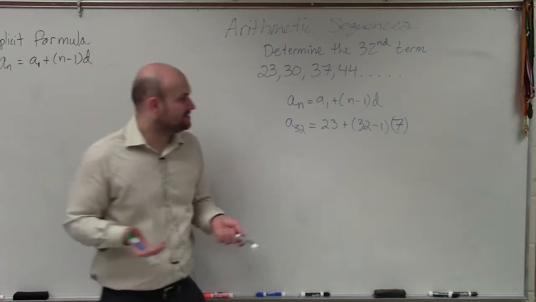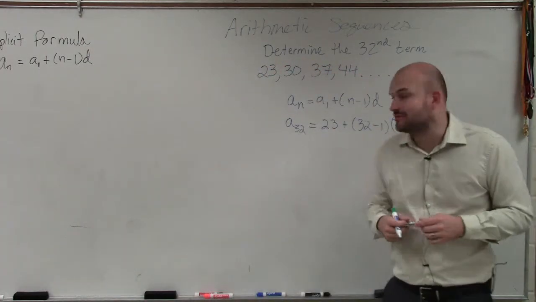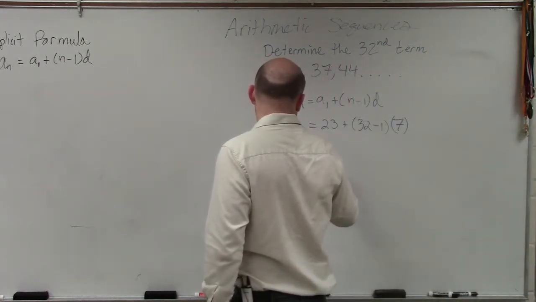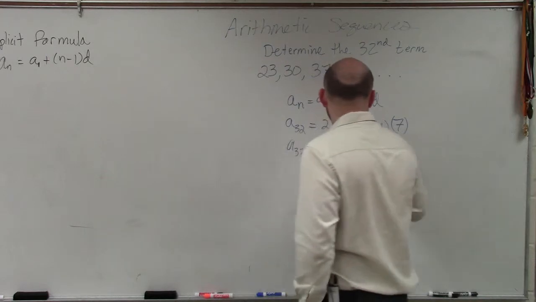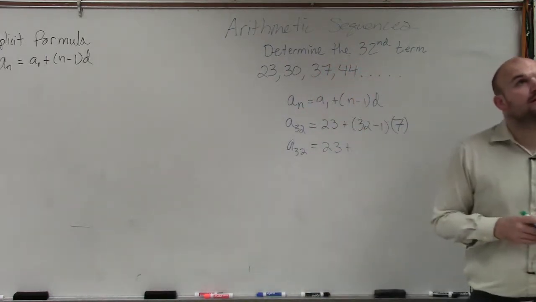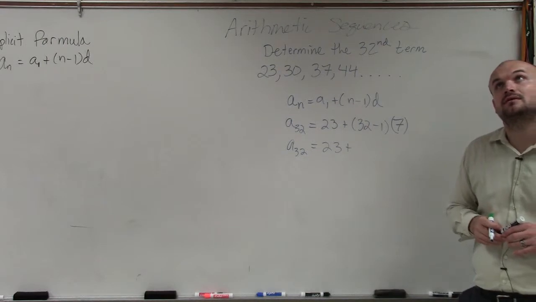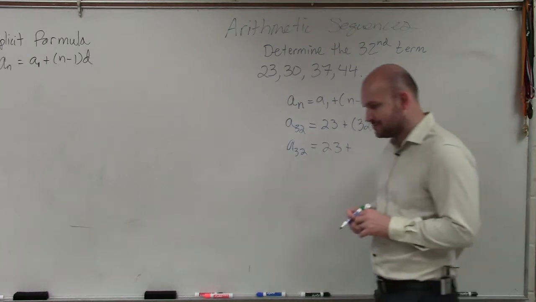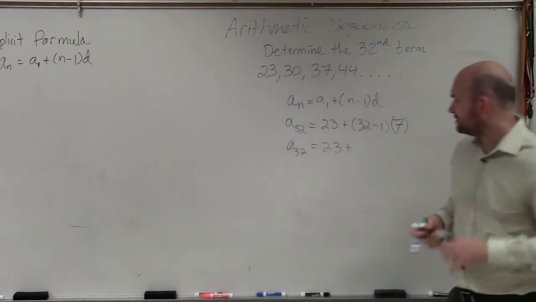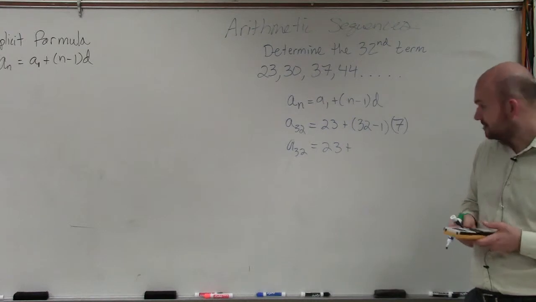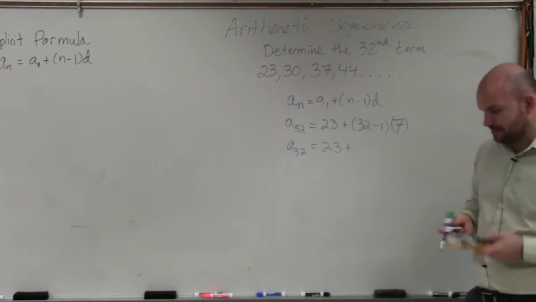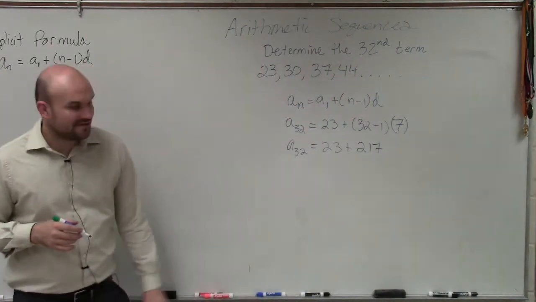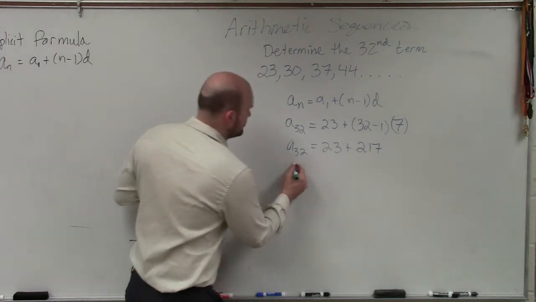So now, ladies and gentlemen, we can just go ahead and simplify this information and see what we obtain. So we have a sub 32 equals 23 plus 31 times 7, which is 217. Let me just double check my work. 217, yeah, 217. Sounds right. Yep. So therefore, we have 23 plus 217, which is going to be 240.